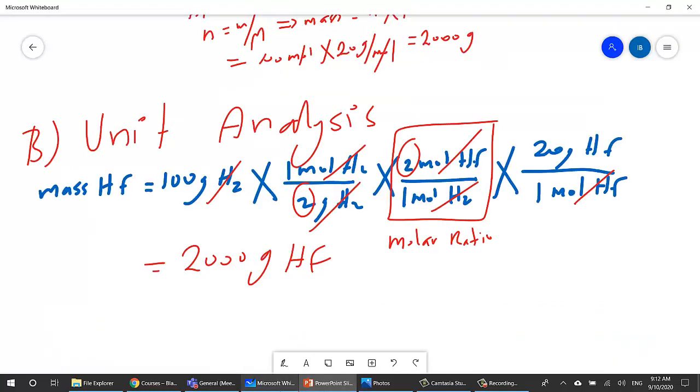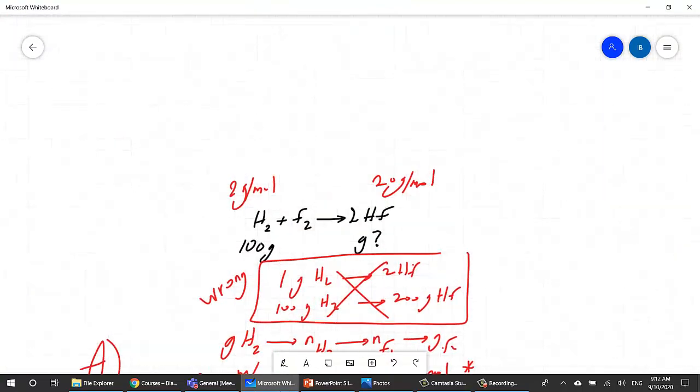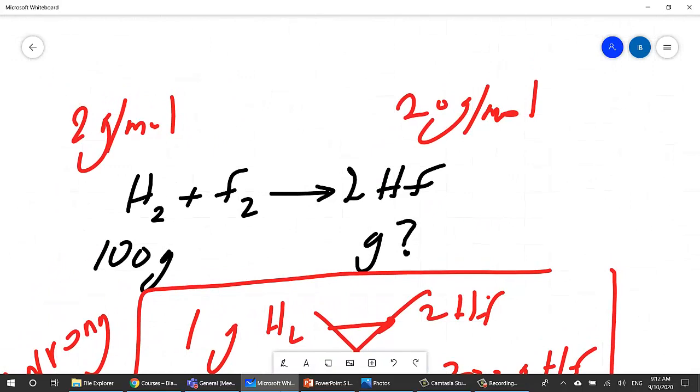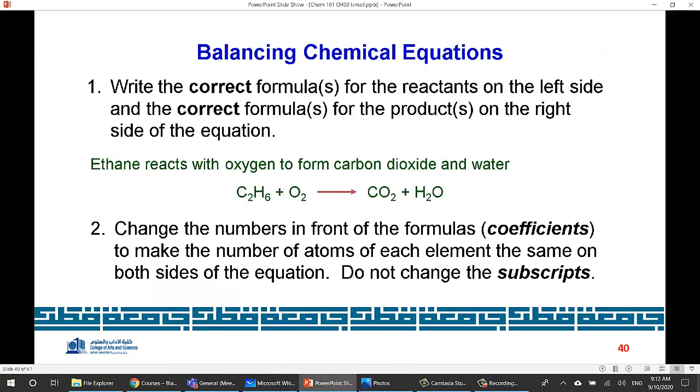This one, the one we started with, the 2, remember at the beginning? This is called the coefficient. When I gave you this equation at the beginning and I said balance it, and you said 2, this 2 before the HF or in front of the HF, it's called a coefficient, معامل. So you can change the coefficients to make the number of atoms of each element the same on both sides, but don't change the subscripts. That's very important that you don't change the subscripts.